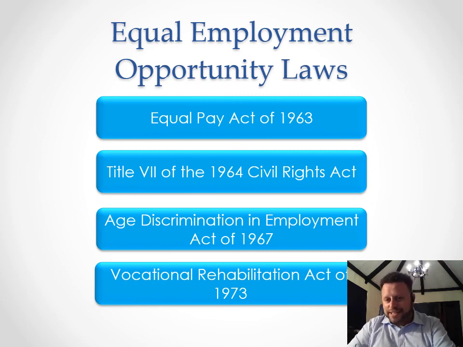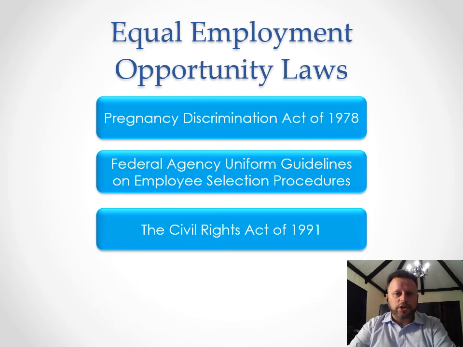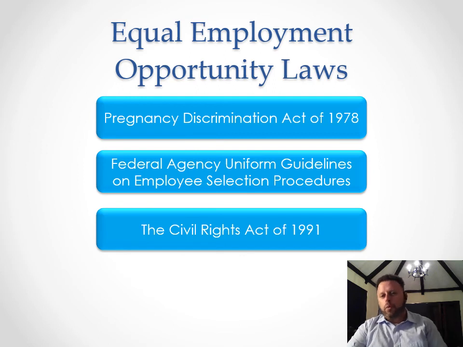Then we'll get into the 60s, which is a time in America when a lot of these laws were created. We'll go into the 70s with things like vocational rehabilitation, the Pregnancy Act, and then we'll go towards the 90s, and then we'll do a final one, which is the Americans with Disabilities Act.